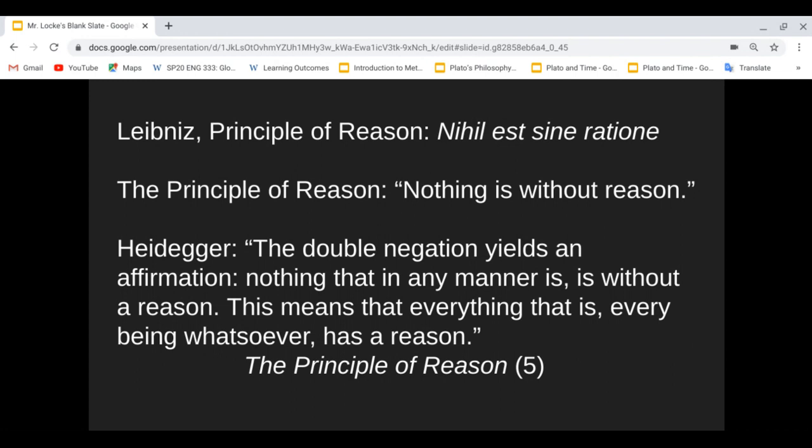Okay, so again, we said there were two main principles we're following through as we're looking at these various thinkers: the principle of non-contradiction in Aristotle, and the principle of reason. And here it is articulated: nothing is without reason, which is to say, this double negation shows, as Heidegger is going to say, that every being has a reason. One way of thinking about this is that there's a reason for everything. This is Leibniz's theory; he's a providential philosopher.